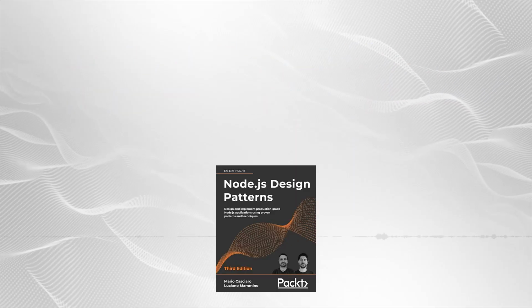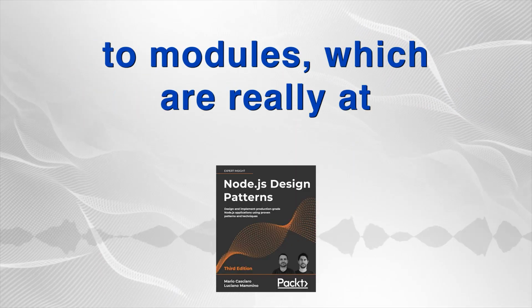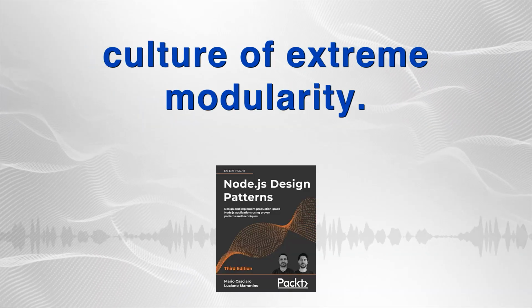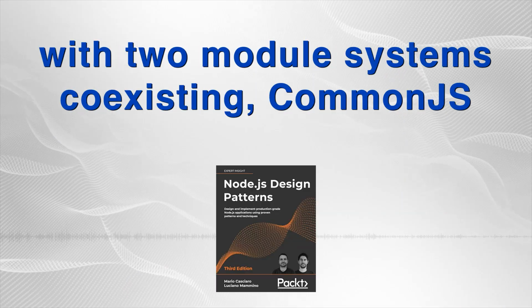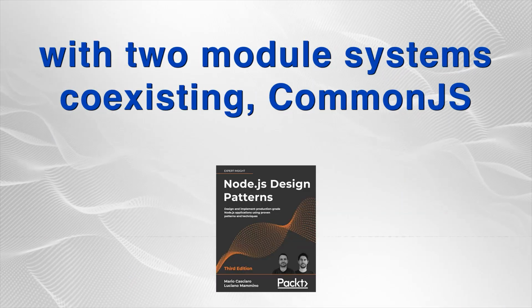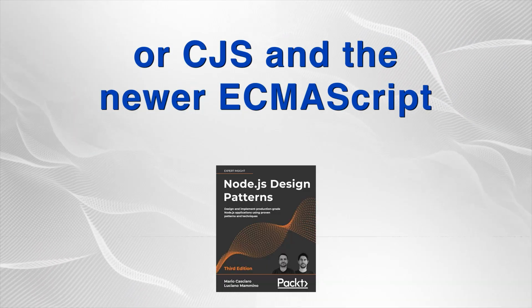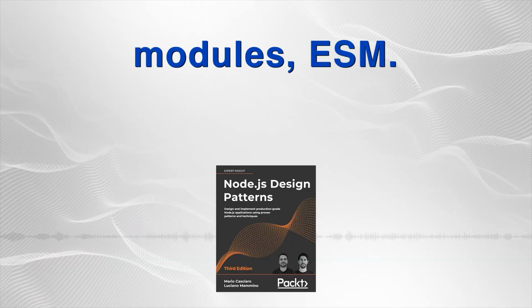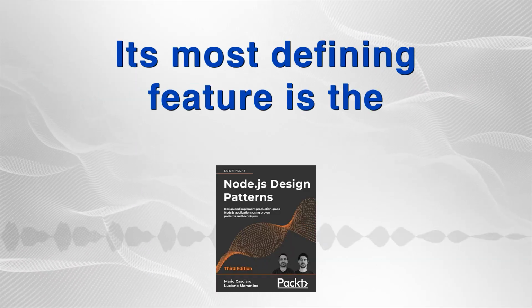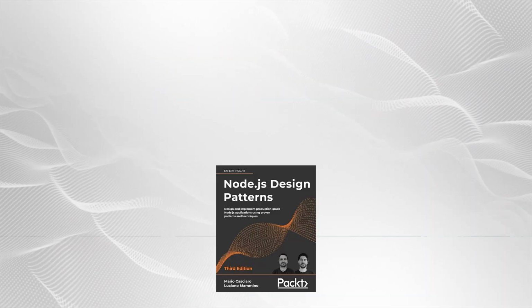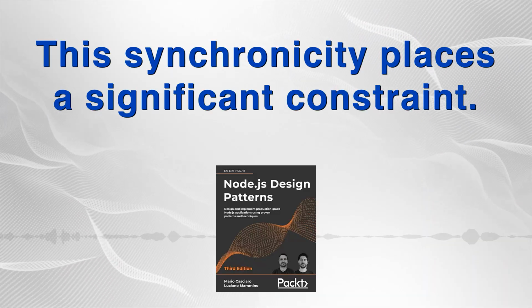Okay, let's move on. The source material then shifts focus to modules, which are really at the core of the Node.js culture of extreme modularity. But it also introduces complexity, especially with two module systems coexisting, CommonJS or CJS, and the newer ECMAScript modules, ESM. Yes, understanding CommonJS is fundamental. Its most defining feature is the synchronous require function. This synchronicity places a significant constraint.